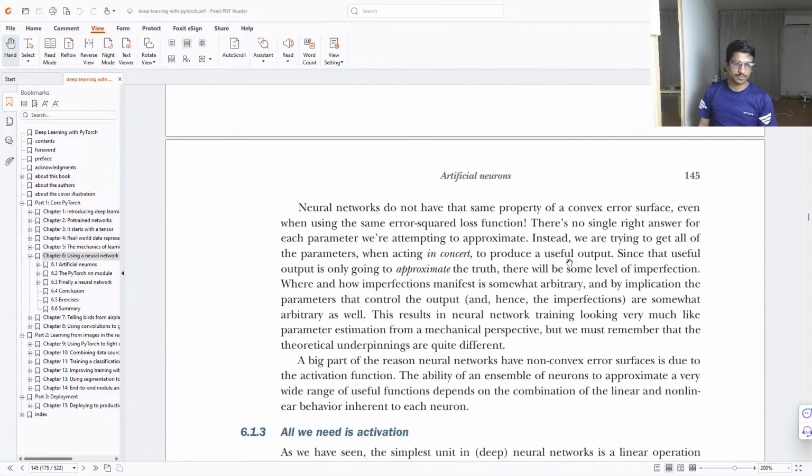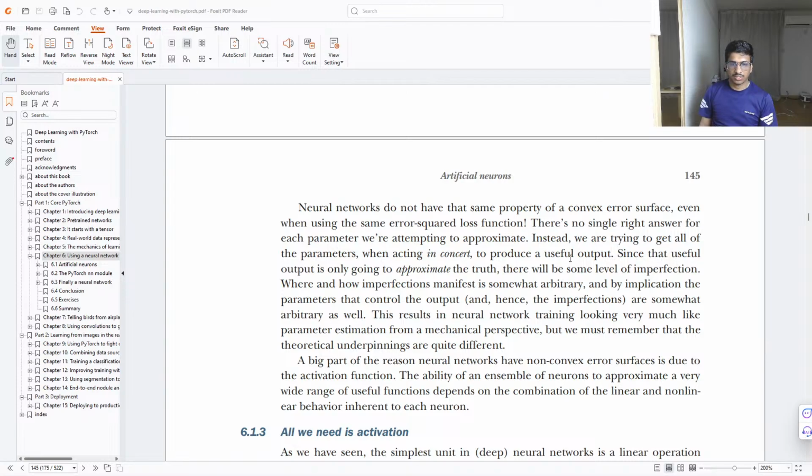as best they could. Neural networks do not have the same property of a convex error surface, even when using the same mean square error loss function. There is no single right answer for its parameters that we are attempting to approximate. Instead, we are trying to get all of the parameters, when acting in concert, to produce a useful output.